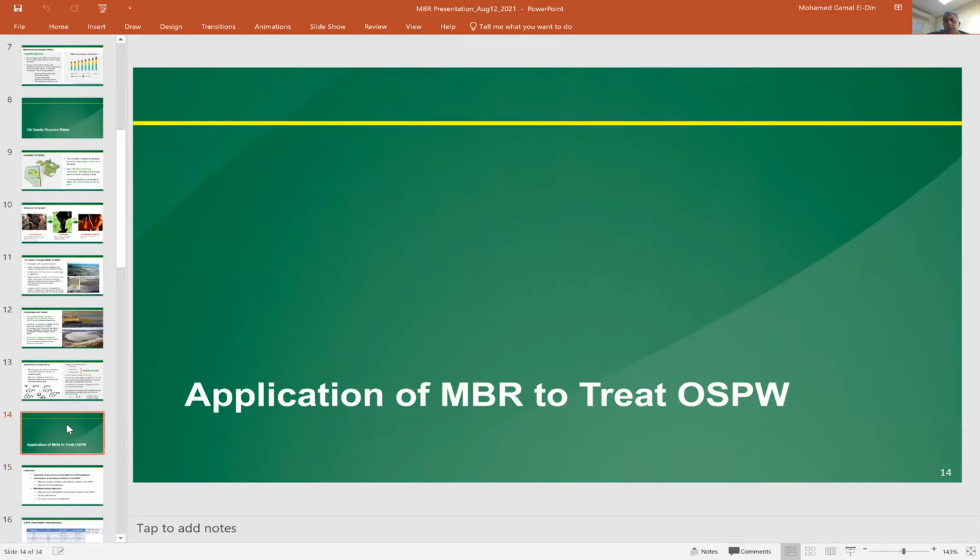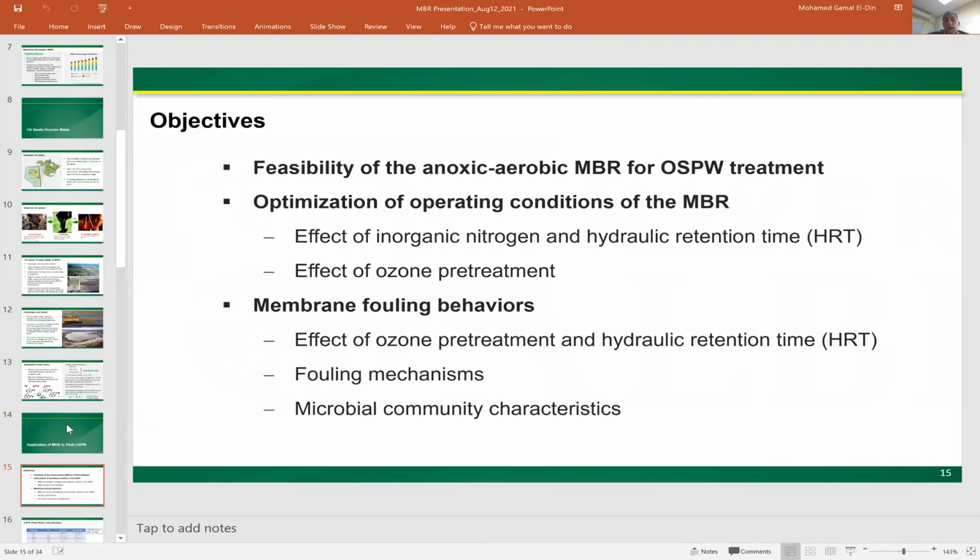In terms of the application of MBR to treat OSPW, the objective was to look at the feasibility of the anoxic aerobic MBR for OSPW treatment, and to optimize the operating conditions in terms of the effect of inorganic nitrogen or hydraulic retention time on the treatment, and the effect of some pre-treatment. In particular in this study, we looked at ozone as an advanced oxidation process as a pre-treatment step before the membrane bioreactor. The reason for that is to convert some of the organics into more easily biodegradable organics, so the biological treatment process could be more efficient.